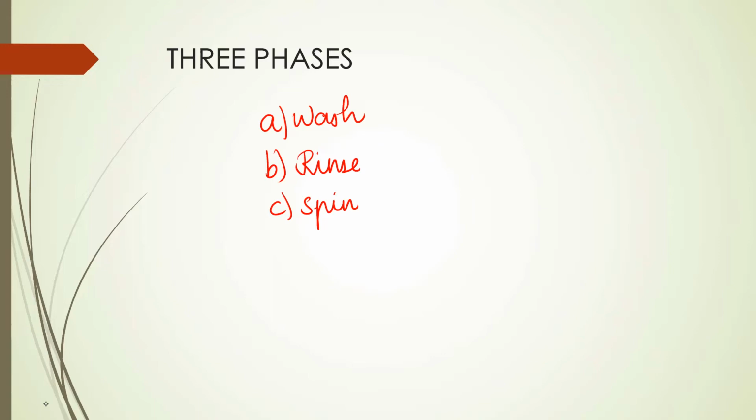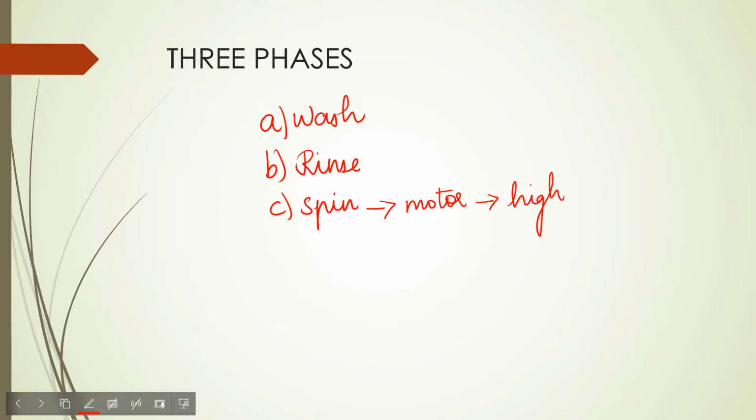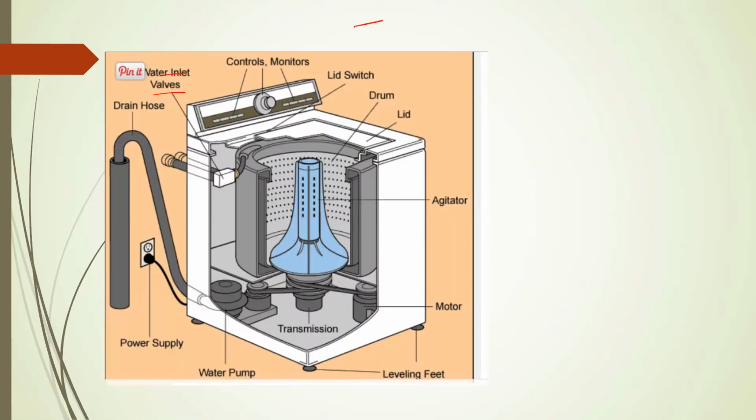This is done using clean water. And the last phase is your spin. So what happens during the spin phase? During the spin phase, all the water from the clothes is removed completely so that you are at ease of drying your clothes. So during the spinning phase, the motor will rotate at high speed because all the water has to be squeezed out. Now let us see how a top load washing machine works.